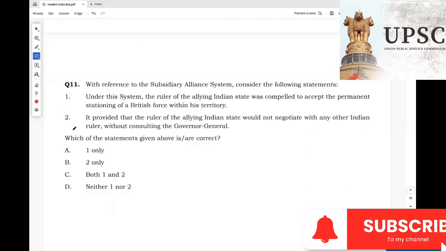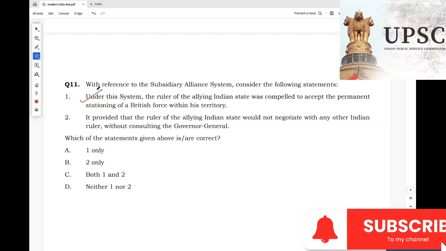Next, subsidiary alliance, a very important annexation policy of the British. With reference to the subsidiary alliance, consider the following statement. Under this system, the ruler of the allying Indian state was compelled to accept the permanent stationing of the British forces. Yes, permanent stationing hogi. In fact, there will be an Indian commander. If there is no Indian commander, there will be a British commander. The money paid to the soldiers would come from the local empires only. Britishers are not going to pay any amount to them.